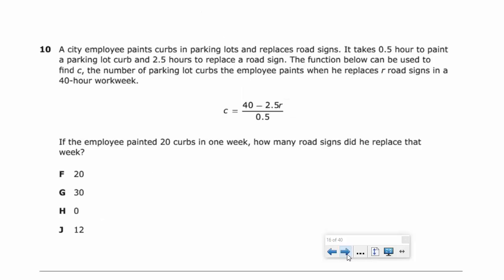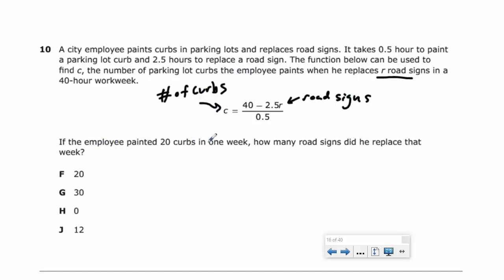All right, number 10. This is a wordy problem, but let's take the time. It's not that much work here. So we're going to say a city employee paints curbs in parking lots and replaces road signs. Okay, it takes half an hour to paint a parking lot curb, and 2.5 hours to replace a road sign. The function below can be used to find C, the number of parking lot curbs the employee paints when he replaces R road signs. Okay, so they're telling me basically C is the number of curbs. And R is the number of road signs. It's important that you understand that.